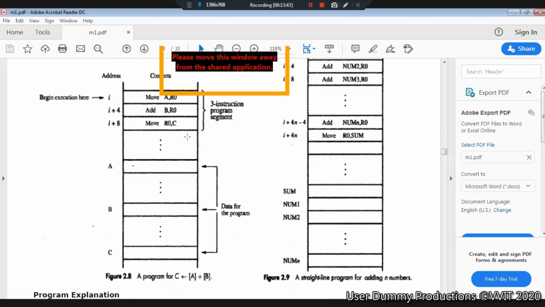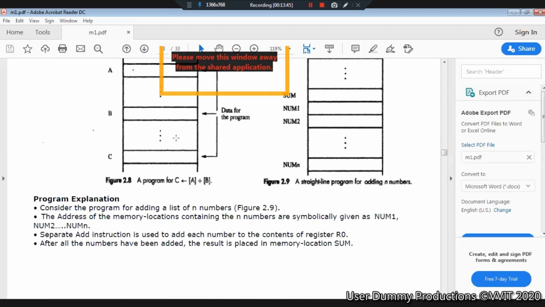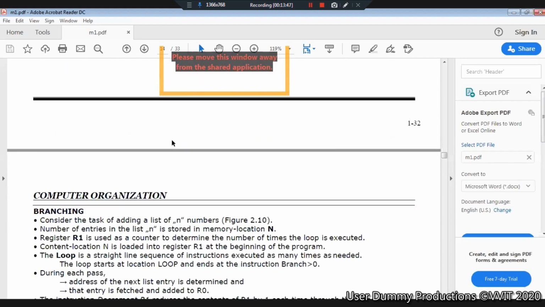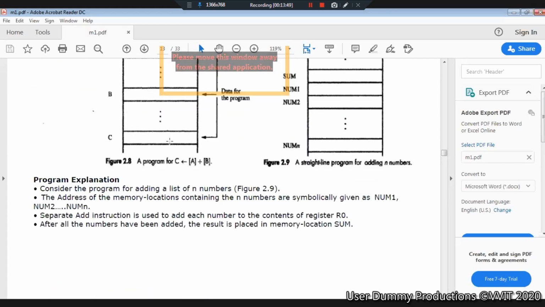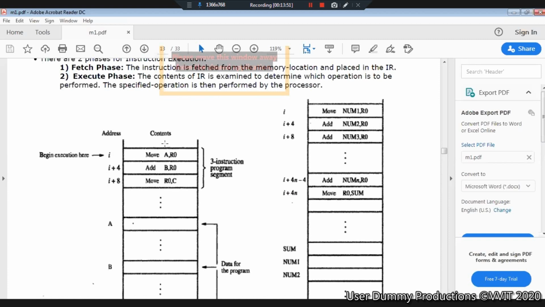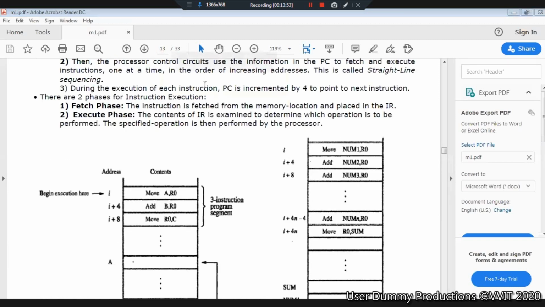Understood what is meant by straight line sequencing? Any doubt? No, ma'am. Anybody having doubt? No, ma'am. Can you explain it once again, ma'am? Shall I use the board? No, ma'am. Just explain it, ma'am.